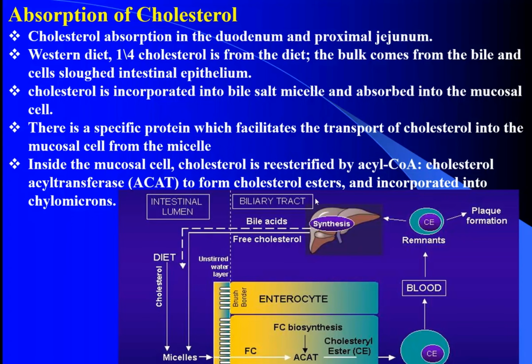In the bloodstream, cholesterol and triglycerides are transported as lipoproteins. Now to see the absorption of cholesterol: it occurs in the duodenum and proximal jejunum, and in the western diet about one fourth of the cholesterol is from the diet. The bulk comes from the bile, and also from the intestinal epithelium. Cholesterol is incorporated into bile salt micelles and absorbed into the mucosal cell. There is a specific protein which facilitates the transport of cholesterol into the mucosal cell from the micelles.